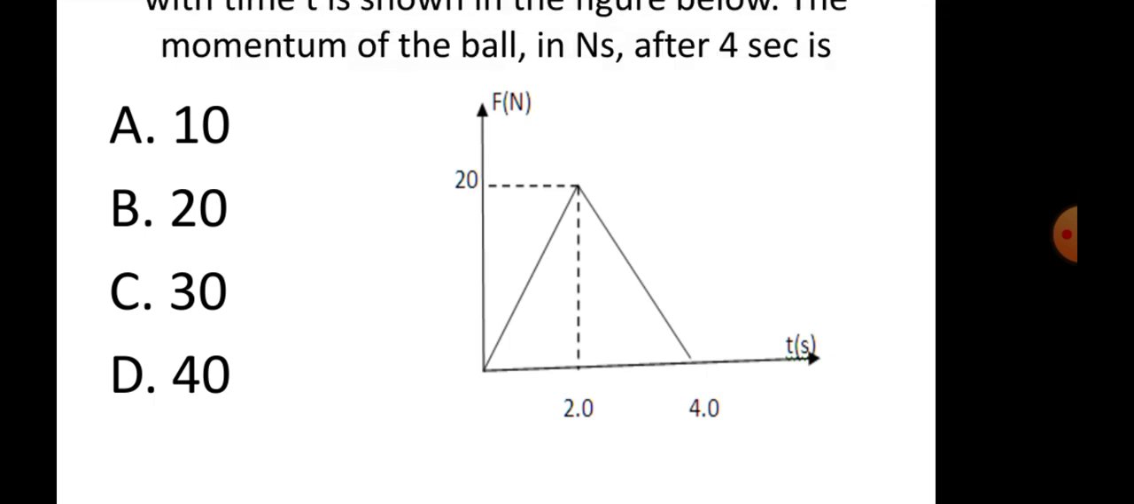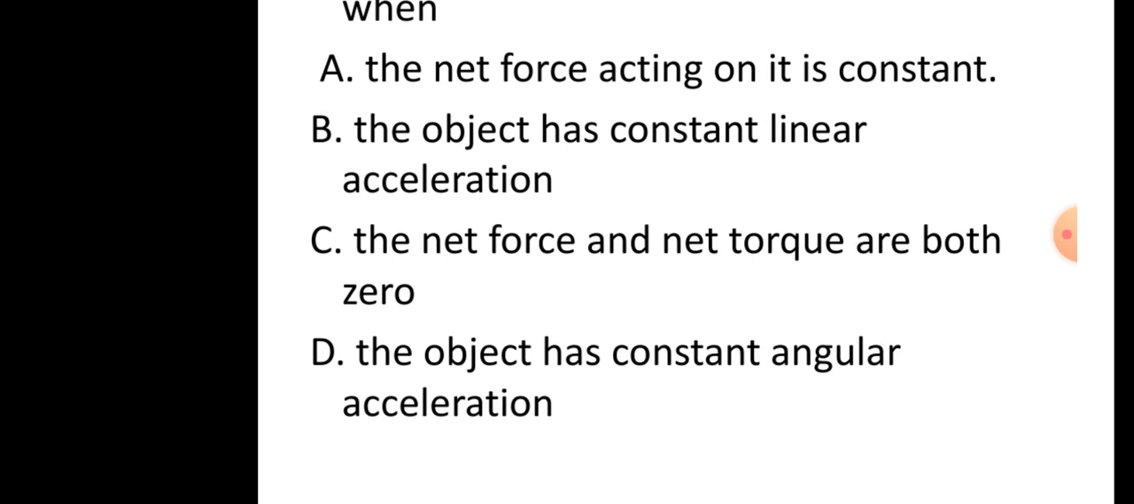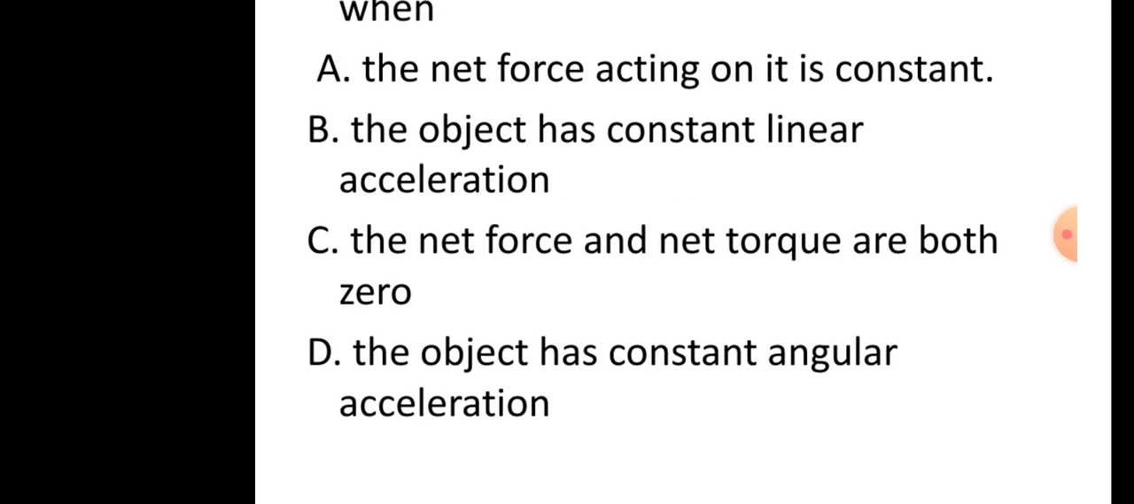Next, question number 4. Equilibrium is the state of an object when the net force acting on it is constant. What does equilibrium mean? Look, there are the first condition of equilibrium and the second condition of equilibrium. But generally, what does equilibrium mean? To conclude that a body is in equilibrium, there are conditions, criteria, that it must satisfy.